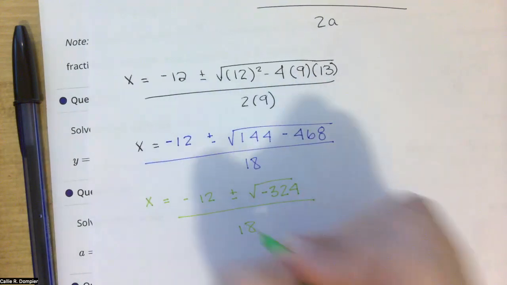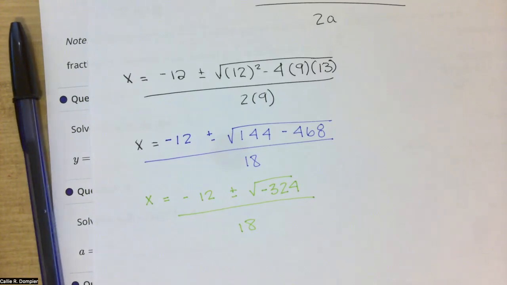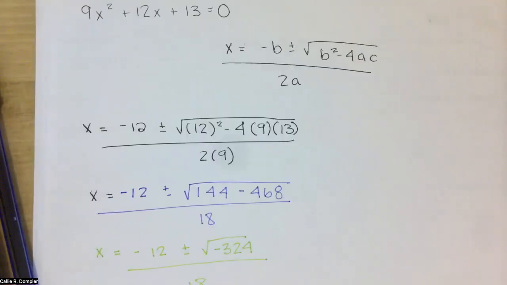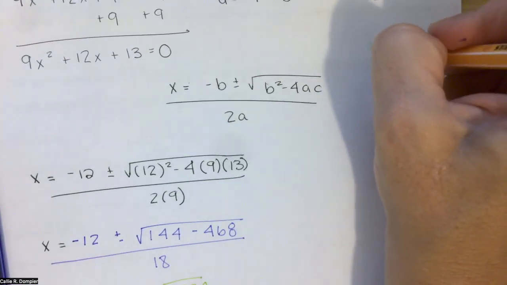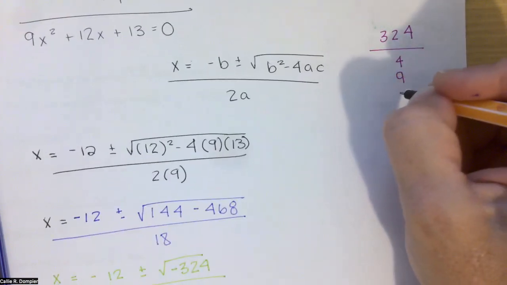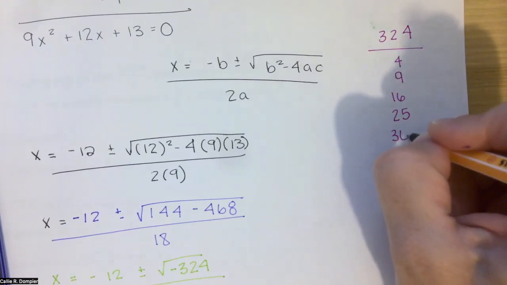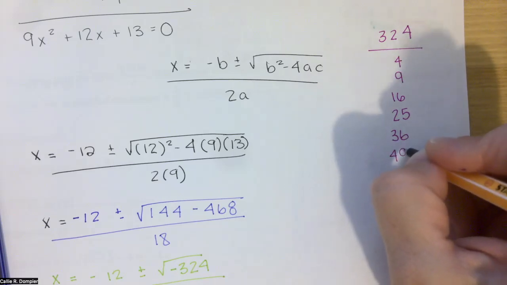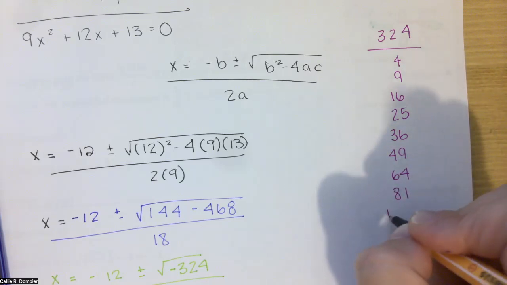Divided by 18. Good. So for 324, it's helpful to have another longer list of perfect squares, or you can do it in your calculator, right? You can make your own list of perfect squares. 324. One times one is 1, 2 times 2 is 4, 9, right? 16, 25, 36, 49, 64, 81, 100.